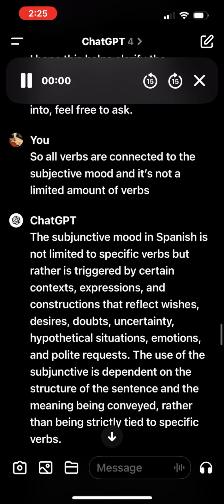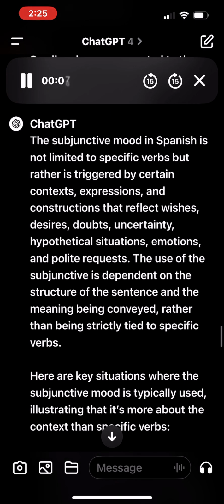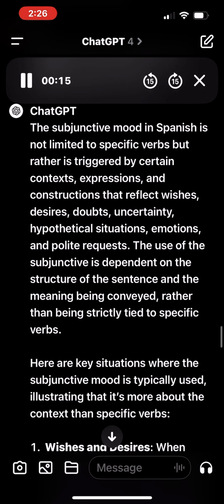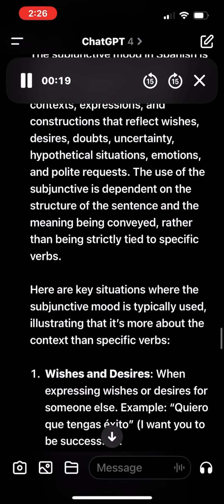The subjunctive mood in Spanish is not limited to specific verbs, but rather is triggered by certain contexts, expressions, and constructions that reflect wishes, desires, doubts, uncertainty, hypothetical situations, emotions, and polite requests. The use of the subjunctive is dependent on the structure of the sentence and the meaning being conveyed, rather than being strictly tied to specific verbs.